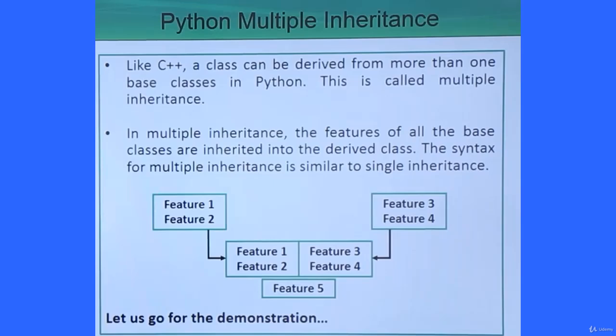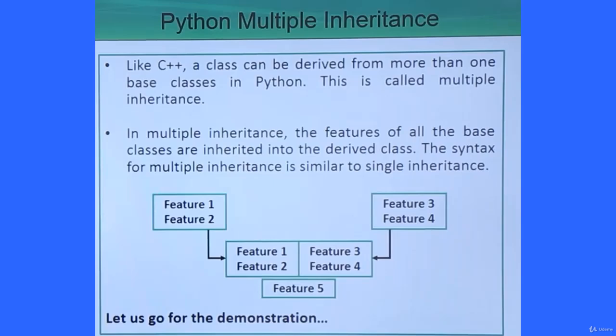Let us suppose this is our base class number 1, having feature 1 and feature 2. This is our base class number 2, having feature 3 and feature 4. After inheritance, feature 1, feature 2, feature 3, and feature 4 are available in the derived class. Let us suppose another extra feature, feature 5, has been added to the derived class, and in this way multiple inheritance can be implemented in our Python coding. So let us go for one practical demonstration to show you how multiple inheritance can be coded.